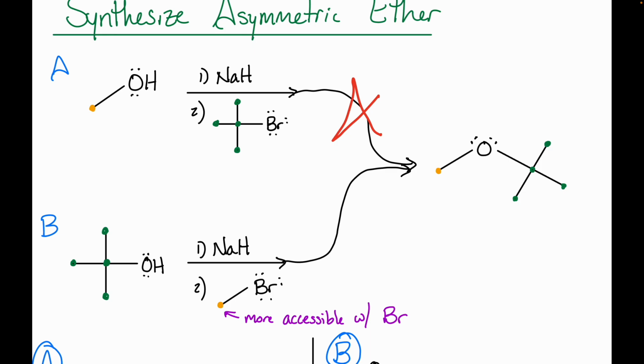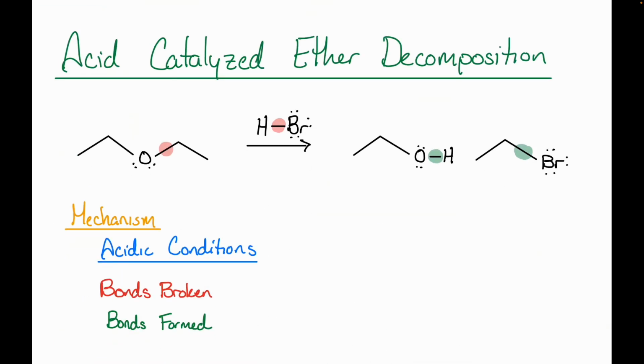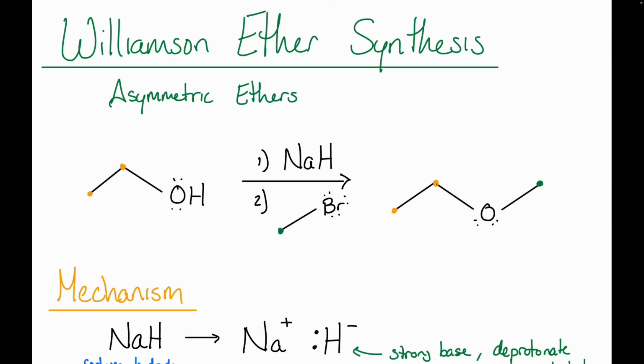So we got these three reactions of ethers. First of all, how to make them in the presence of an acid. Then we figured out how we can decompose them in the presence of an acid. And then finally, if we want to make an asymmetric ether, we're going to use this Williamson ether synthesis that uses that sodium hydride to make a good nucleophile, an alkoxide ion, and then follow it up with an alkyl halide.